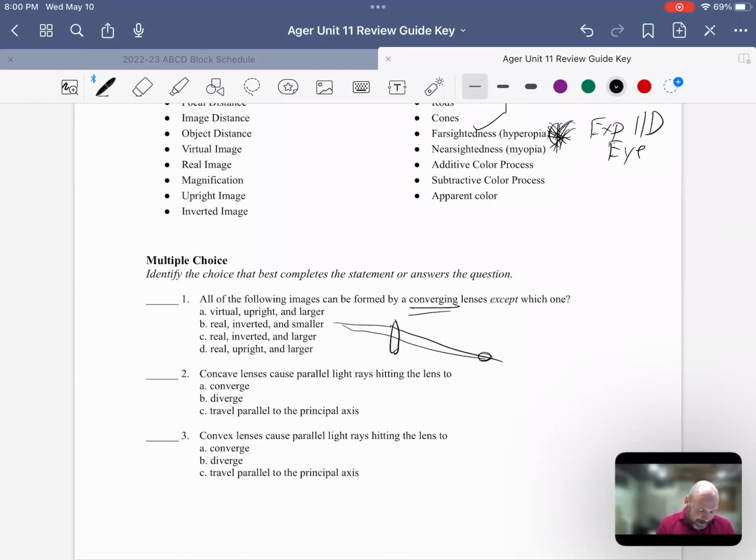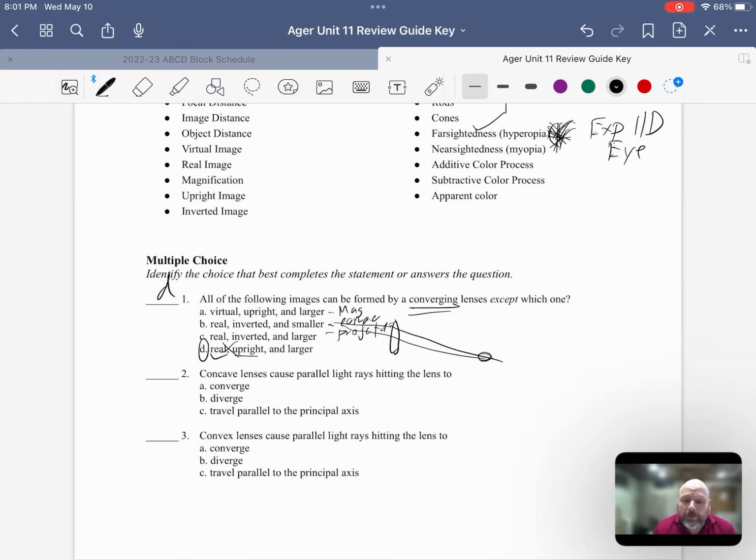Which ones cannot? Well, virtual, upright, larger: this is a magnifying glass, so that works. Real, inverted, and smaller: that's the eye or a camera, so that definitely can be made. Real, inverted, larger: that's a projector. Real, upright, larger: ooh, there it is. First off, I don't know what to call that. Secondly, you cannot have real and upright. They don't go together, so you can never have real and upright. That's our key answer there, D.